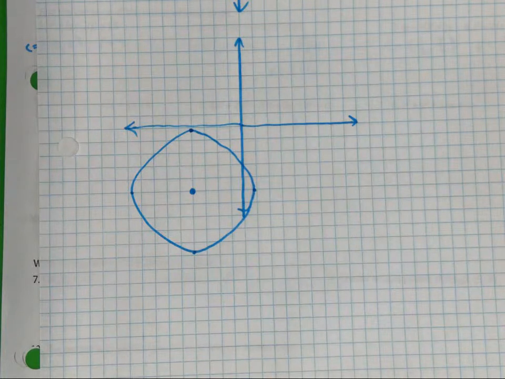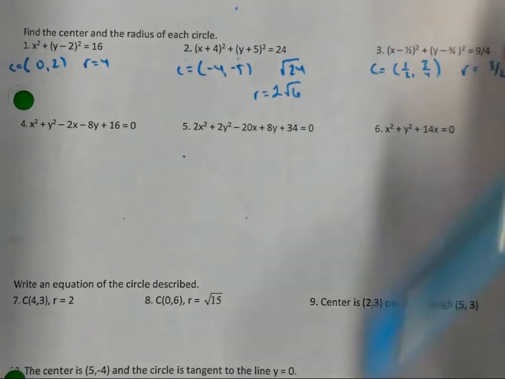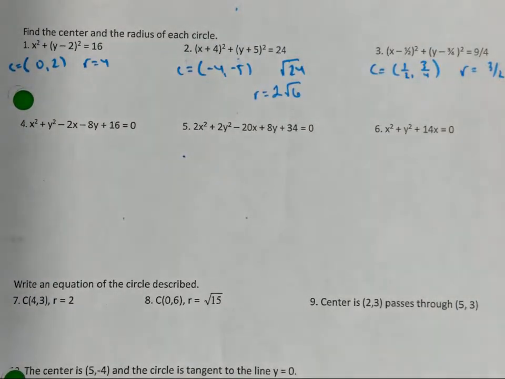Alright, so I know some of y'all are bored right now. Don't worry. Look at number 4. Does it have any parentheses? So guess what we have to do? Complete the square. You remember that?